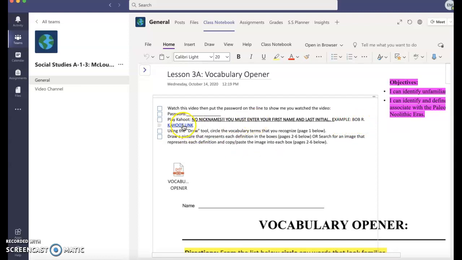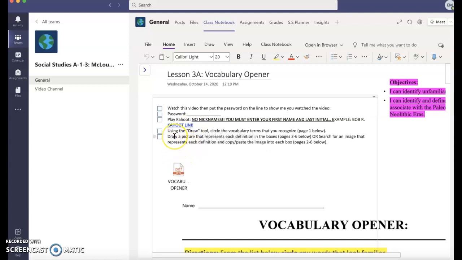So you would click on this Kahoot link, enter your first name and last initial, and play the Kahoot. This Kahoot is from last week's information. It's kind of a check-in to see what you learned from last week.